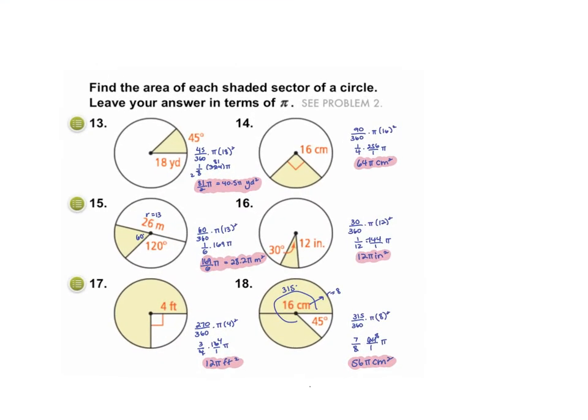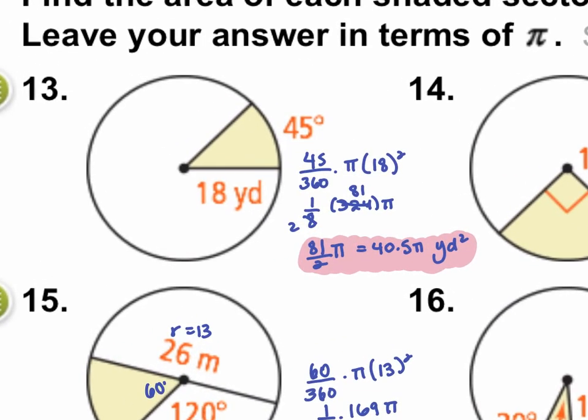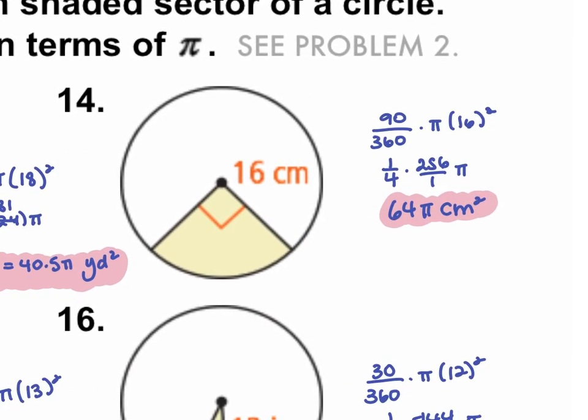Okay, so then your quiz review, this was the homework that was due today. So this was the 10.7 part 2 part of it. These are the areas of the sectors. Number 13 should have been 81 over 2 pi, or 40.5 pi. The measure there was 45. The radius was 18. Number 13, 90 over 360 times pi times 16 squared. Should have been 64 pi.